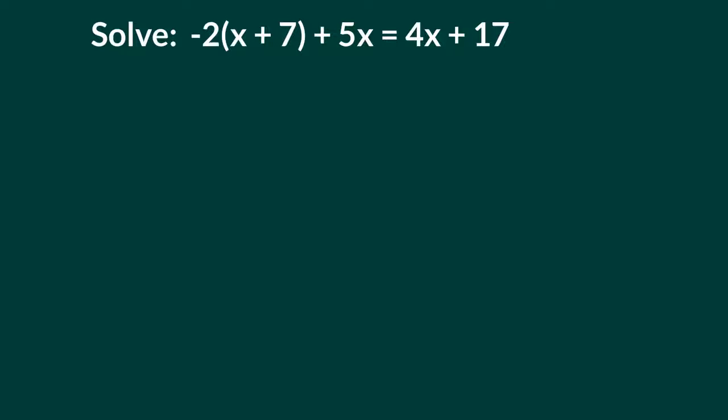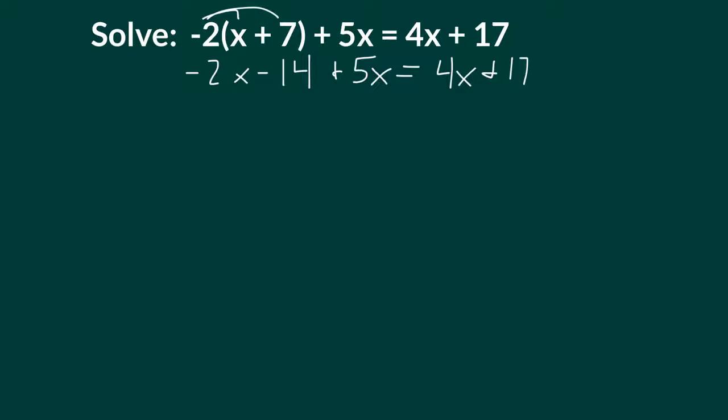Okay, this example has a little bit of a twist in that we have this extra term on here, which is one of the reasons why we can't just divide by -2 to get rid of the -2 here. We're going to have to distribute for this one. So we distribute these. We get -2x plus, oh, wait a minute. That is a negative times a positive, so it's going to be -14. Plus the 5x hasn't changed. The 4x plus 17 hasn't changed.